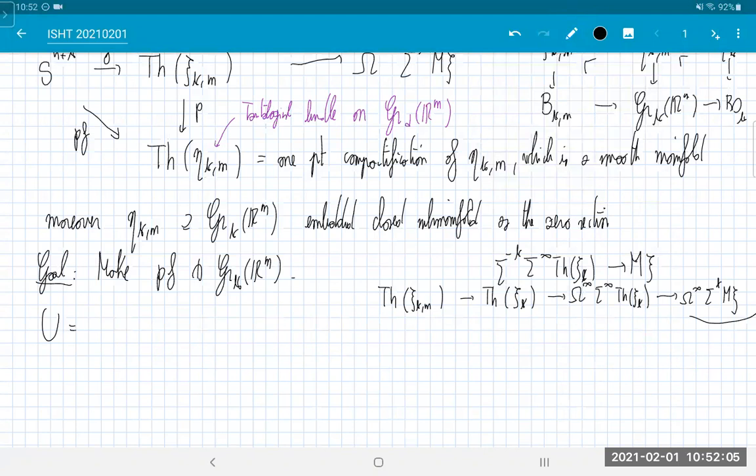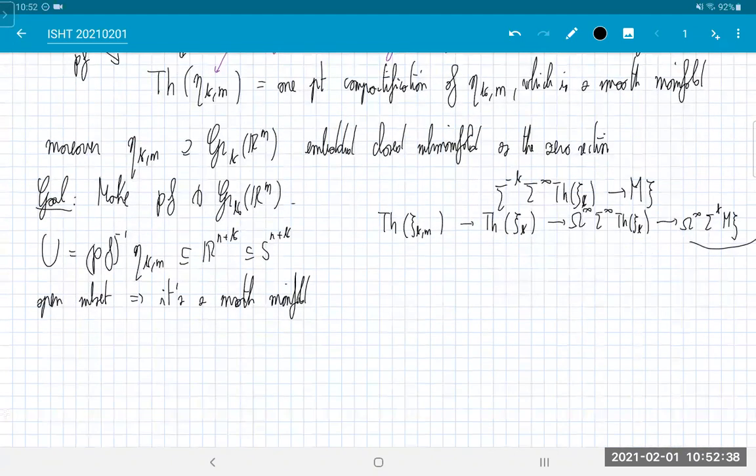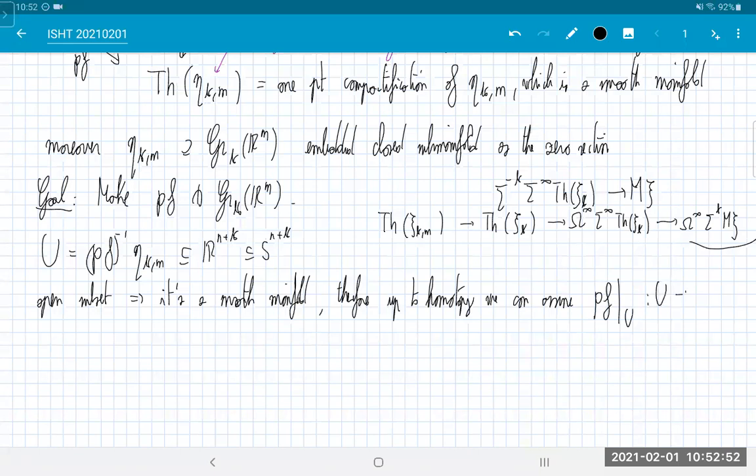So we let U be PF inverse of this piece. This is in S^(m+k). In fact, it's inside R^(m+k) inside S^(m+k). And this is an open subset. In particular, it's a smooth manifold. And therefore, up to homotopy, we can assume PF restricted to U, from U to ξ_k^m, is smooth.